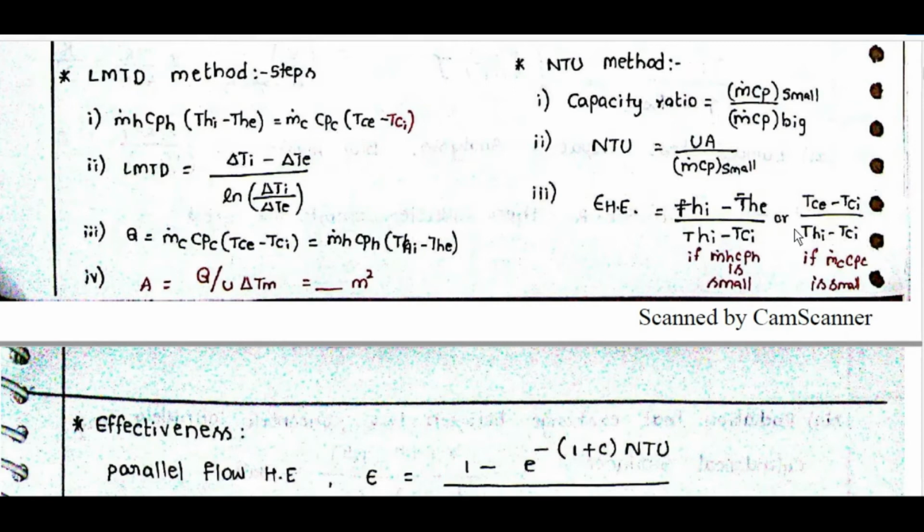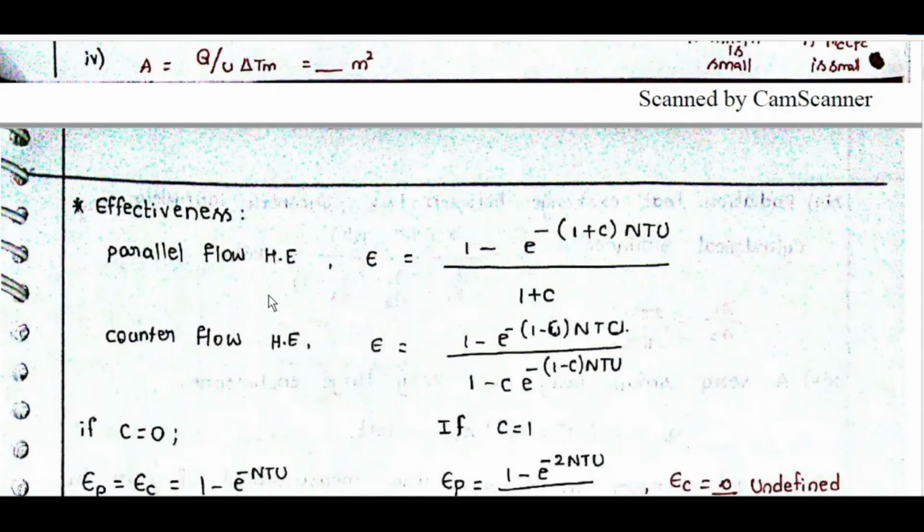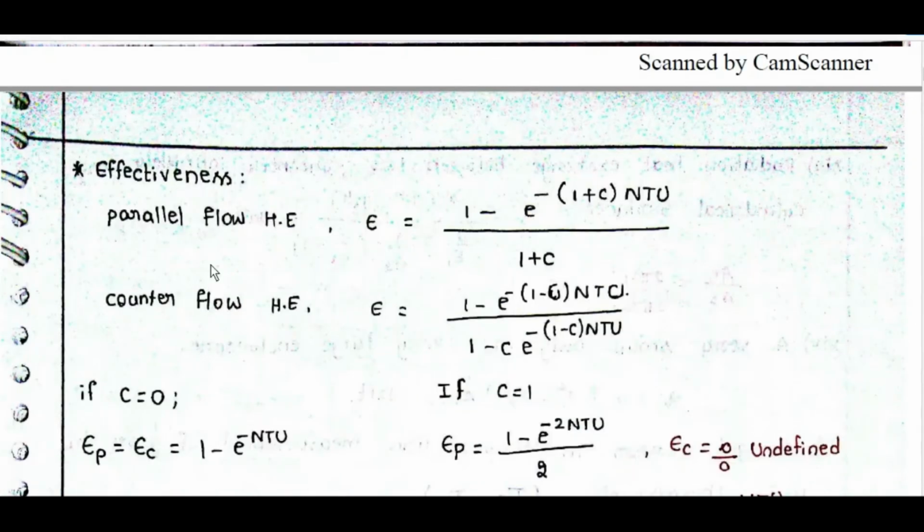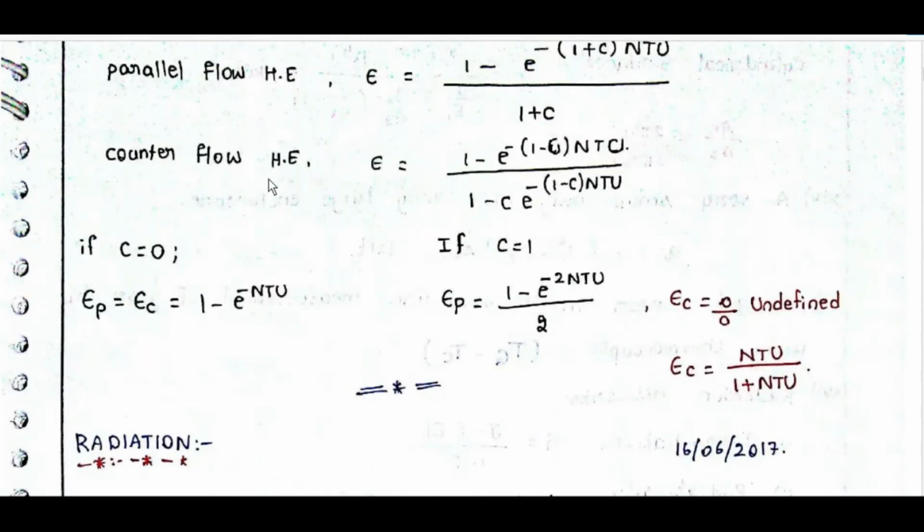Effectiveness of the heat exchanger, epsilon, is equal to (Thi minus The) by (Thi minus Tci) if mh dot Cph is small, or (Tce minus Tci) by (Thi minus Tci) if mc dot Cpc is small. Whichever is smaller, that will be on top. Effectiveness of parallel flow heat exchanger: epsilon is equal to 1 minus e power of minus (1 plus C) into NTU, by 1 plus C. Counter flow heat exchanger: epsilon is equal to 1 minus e power of minus (1 minus C) into NTU, by 1 minus C into e power of minus (1 minus C) into NTU.